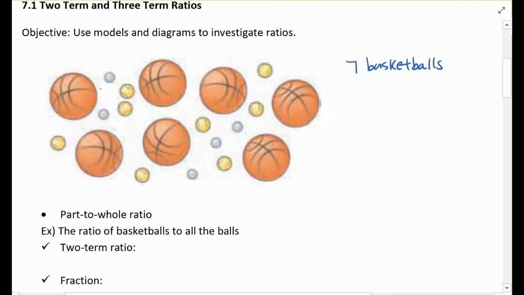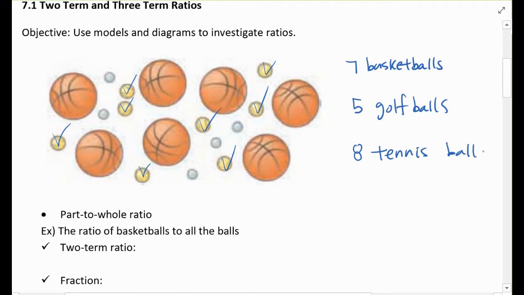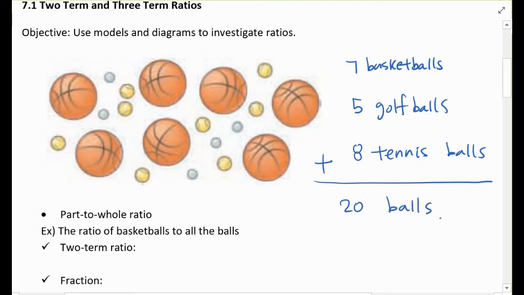And how many golf balls do I have? I have 1, 2, 3, 4, 5. 5 golf balls. And how many tennis balls? 1, 2, 3, 4, 5, 6, 7, 8. 8 tennis balls. Okay, in total, how many balls do we have? We have 20 balls in total.